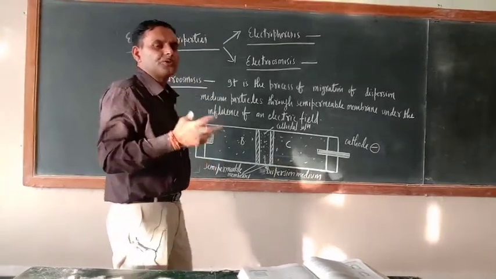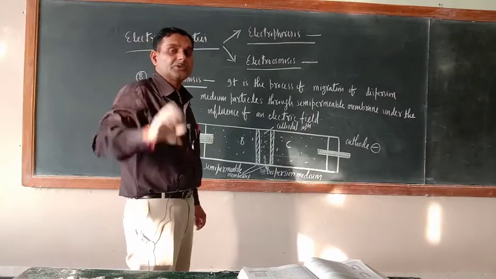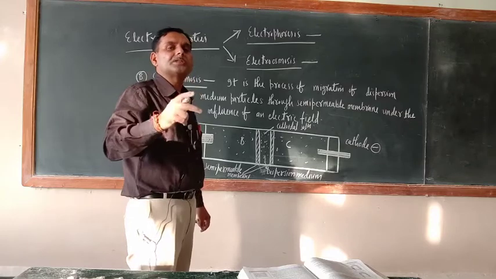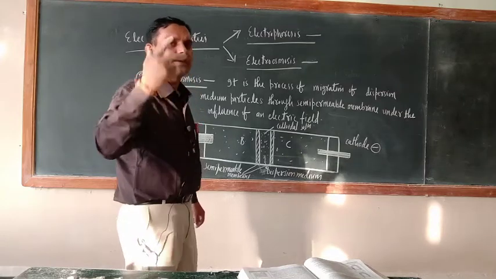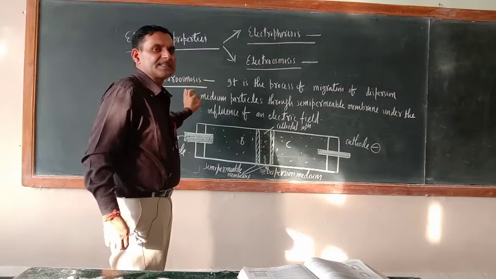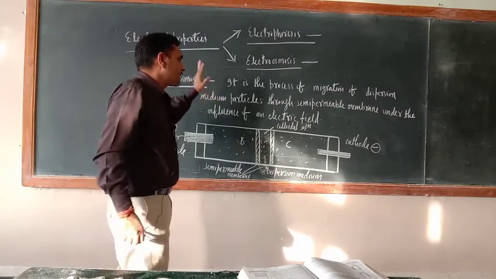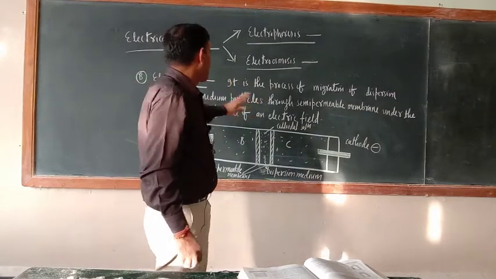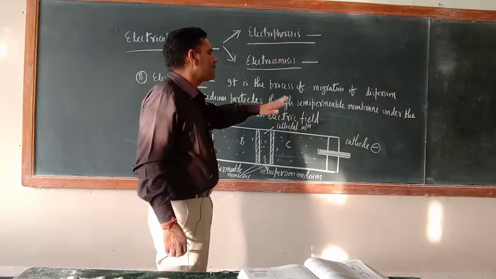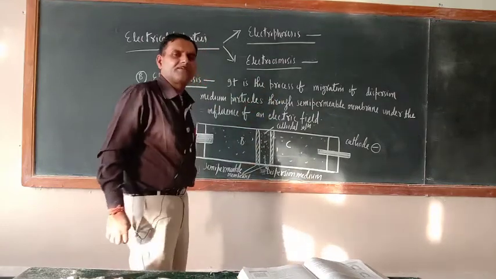I am teaching you osmosis here with reference to the colloidal solution. So in a colloidal solution, we can't use the word solvent. What can we use? Dispersion medium. So just see, the definition is the same; where solvent is there, use the word dispersion medium. So what is this one? It is the process of migration of dispersion medium particles through a semi-permeable membrane under the influence of an electric field.